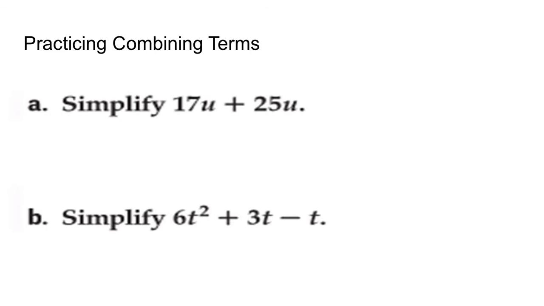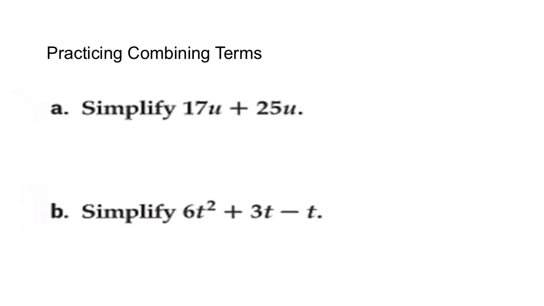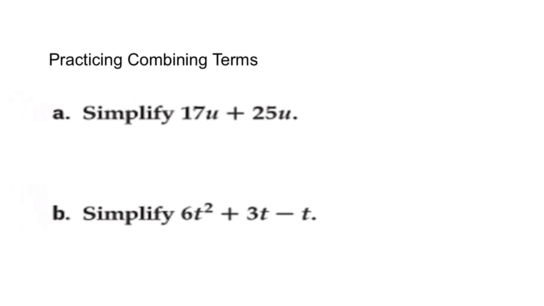So here, if we're going to combine terms, remember we have to look for things that have the same variable with exactly the same exponent. So in this very first example, it's really, really simple. We've got a 17U and a 25U being added together. They're considered alike because they have the same variable U with the same exponent. There's not an exponent, it's understood 1. So we're going to add together these like terms to combine them.